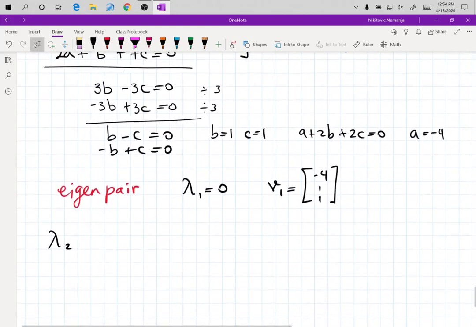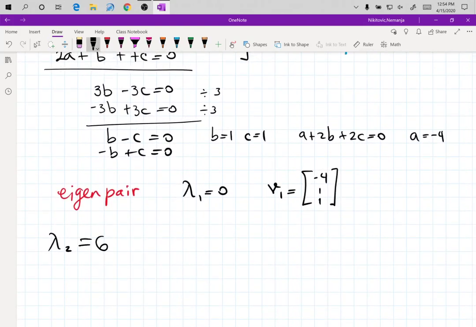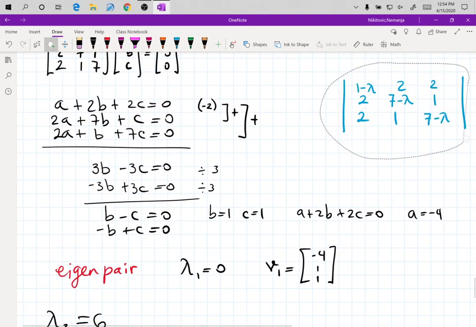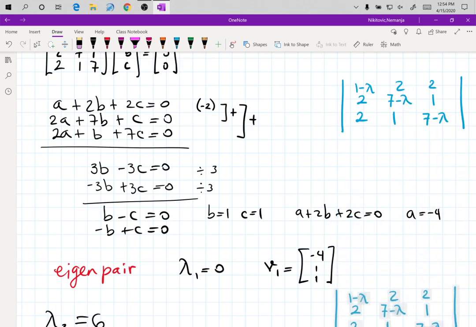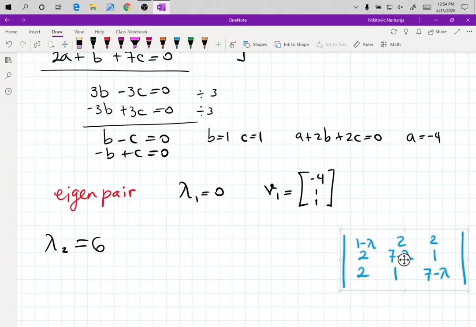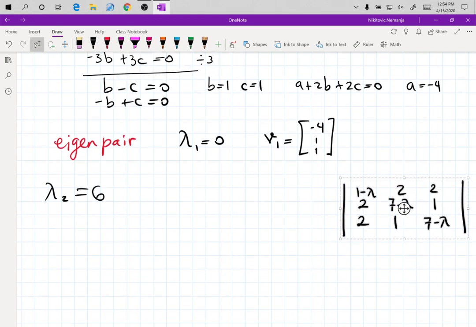So now lambda is 6. Remember that I brought this matrix so I can quickly refer to it rather than scrolling all the way up. Just bring the matrix down. We can just look at it. No, that's supposed to be blue.